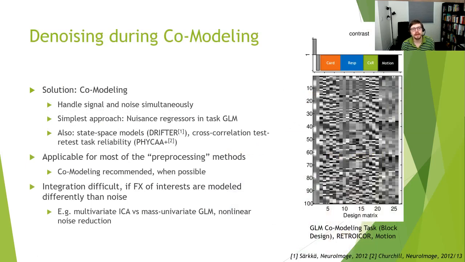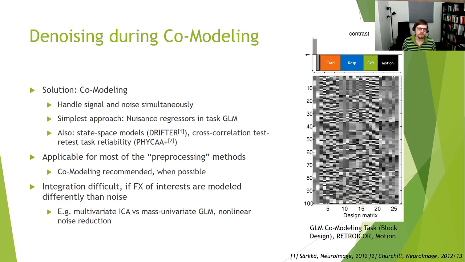The solution to that problem is co-modeling for denoising. So this means you handle the signal and the noise simultaneously, and the simplest approach is to include your nuisance regressor in the task GLM. So instead of having two different models, you have one. Here you have the example of a block design with on-off stimulations, some cardiac, respiratory, and interaction retro-icor regressors, and some realignment parameters. There's also more complicated models like state space models, or using cross-correlation test-retest reliability for your task to also co-model signal and noise.